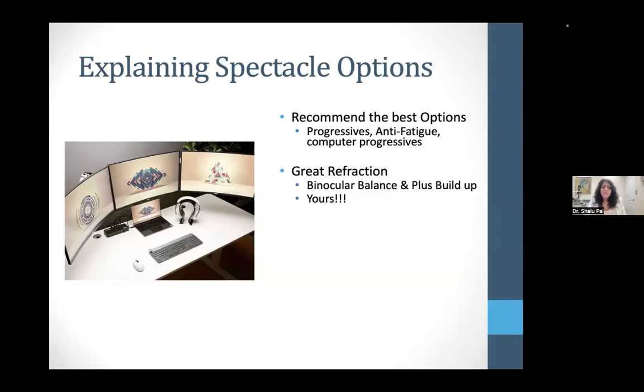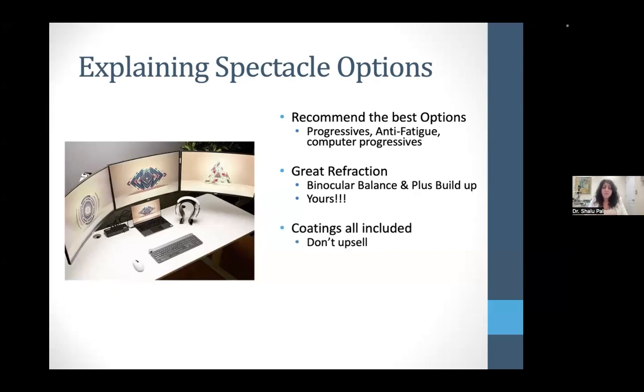And the best two tips I can tell you here is make sure you balance people and you do a plus buildup. It's to avoid over minusing them in the distance and then them having to sit in front of a screen all day and having to accommodate through that extra prescription that was overprescribed to them. So a binocular balance and a plus buildup, super, super important for you to do.